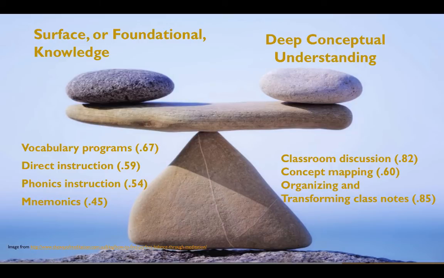Some things you only need surface or foundational knowledge. For example, 3 times 3 is 9. You don't need to discuss it. You don't need to map it. You don't need to organize it. You just need to know it. However, the nature of a democracy, you can't memorize that. That's something that's deep conceptual understanding. So think of blending these things together.